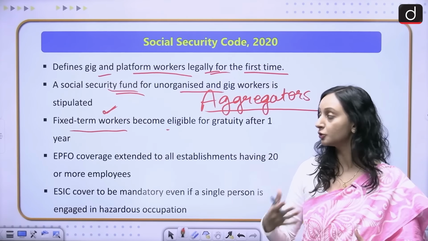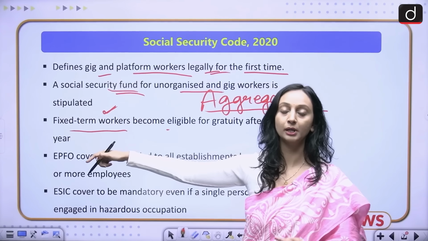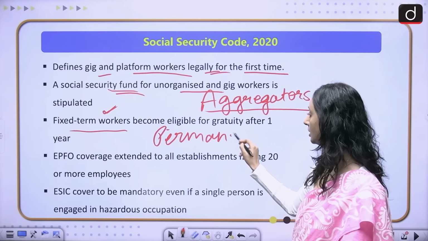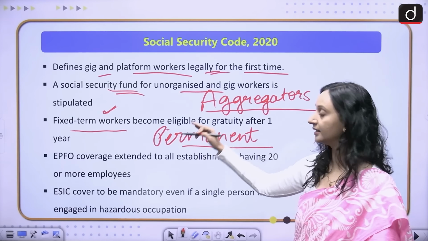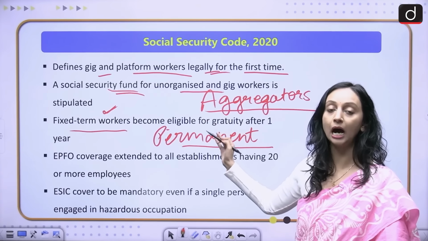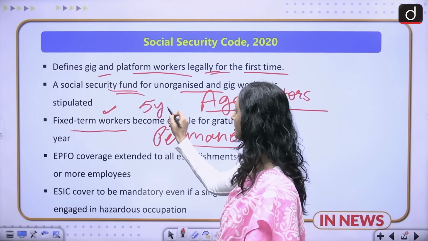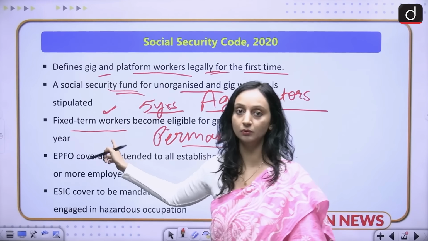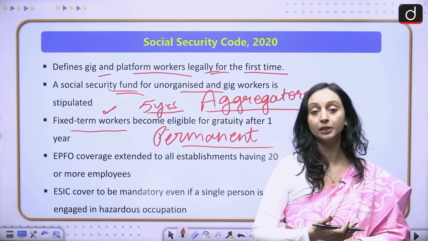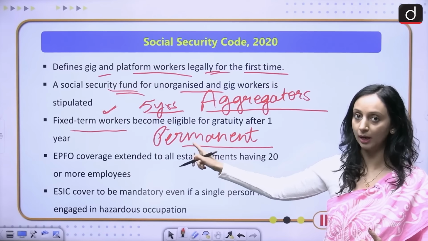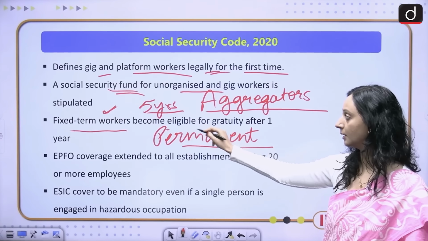So these fixed term workers have also now become equivalent to permanent workers, in the sense that they are now eligible for gratuity after 1 year. Earlier this threshold used to be 5 years for fixed term workers, and now they have become equivalent to permanent workers in the sense that they also become eligible for gratuity after 1 year. So fixed term workers become eligible for gratuity.